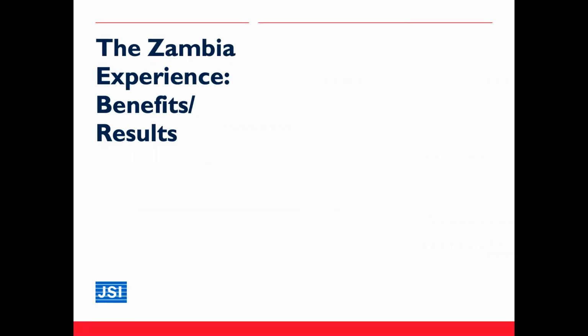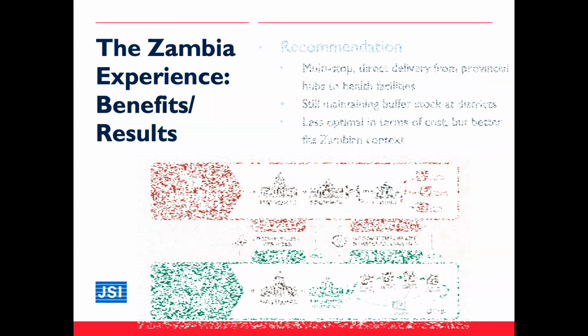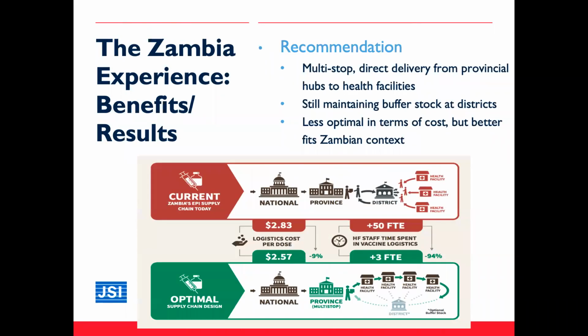So what did you all end up deciding in the end to do? So I think there's actually two answers to that question. One is what we decided on, and one is what we're implementing. The recommendation that came out is that we did multi-stop direct delivery from the province to health facilities while still maintaining that buffer stock at districts so that they still had that autonomy and control. And while it might not have been as optimal in terms of cost, it really fit better into our context, and it still meant a savings.